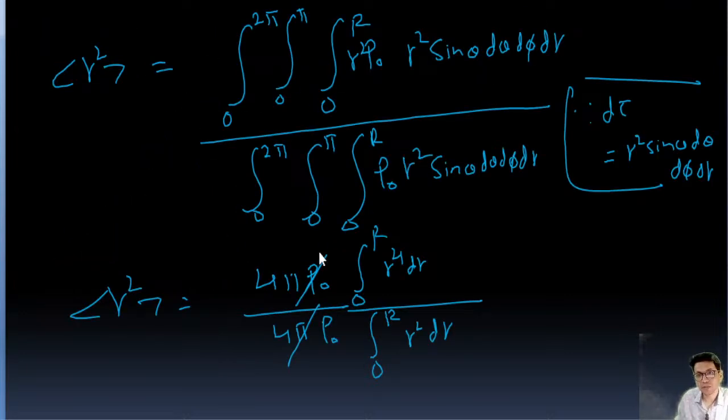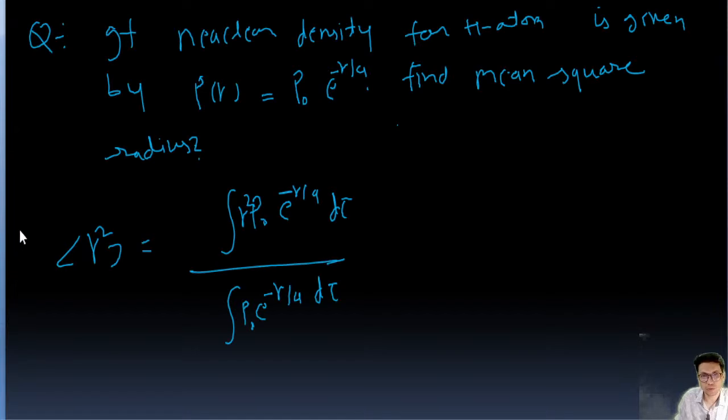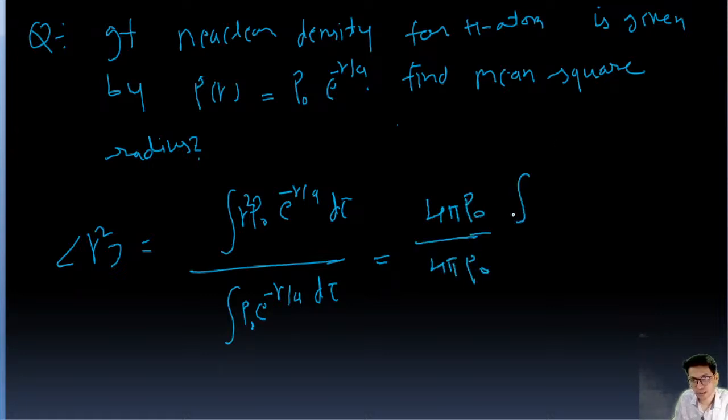Similarly, these values will get cancelled directly. This value will remain. So similarly, I'm going to do it directly here. This is going to be integration; the 4 pi will get cancelled, rho will get cancelled. So this is 4 pi rho naught upon 4 pi rho naught, which gets cancelled, and the limits are 0 to infinity. Nuclear density is from 0 to infinity.